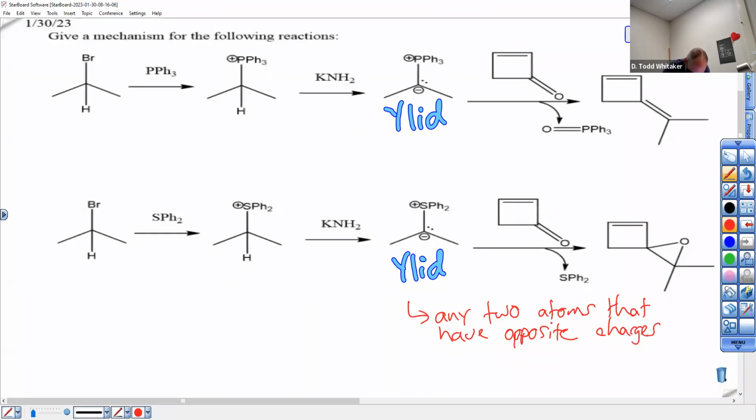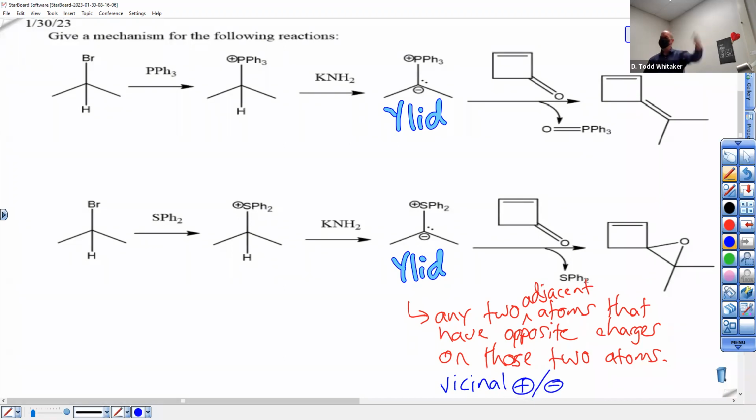Okay, that's a little long. Could have done better than that. I know Bailey could have made it a lot simpler than that. Should they be adjacent? Yeah, that's it. Any two adjacent atoms. How about a short form? Vicinal plus slash minus. Done. All right, even Bailey's proud of that one. Okay. There's your translation.